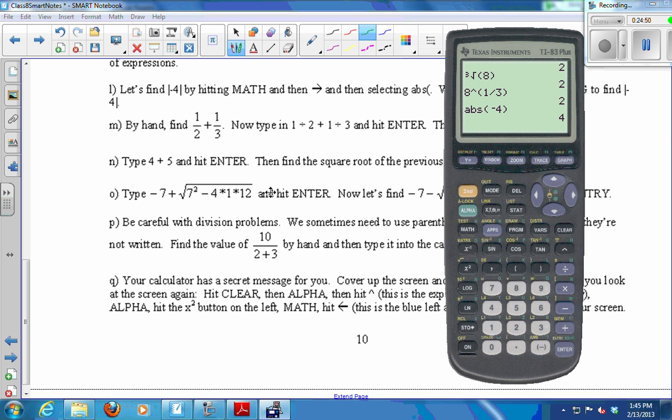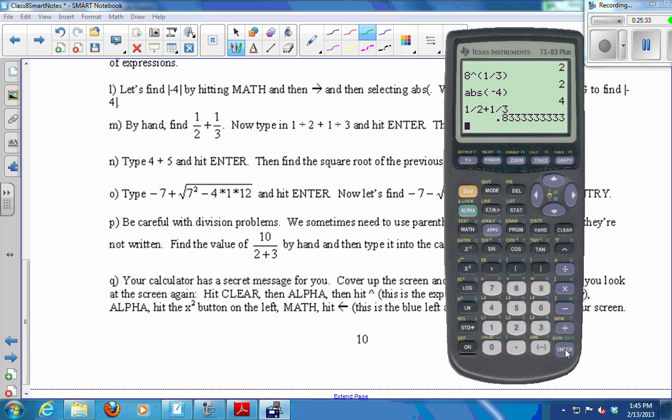Okay, so what is 1/2 plus 1/3? By hand, in your head. Close. 5/6. Yep. 3 over 6 plus 2 over 6 would be 5 over 6. So let's see, I want to do 1 half plus 1 third. The division key, because fraction bars really just mean division. So I just use the division symbol to get fractions. So I have 1 divided by 2 plus 1 divided by 3.